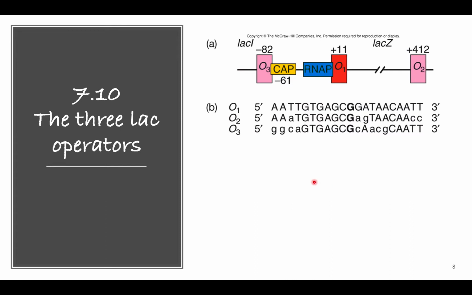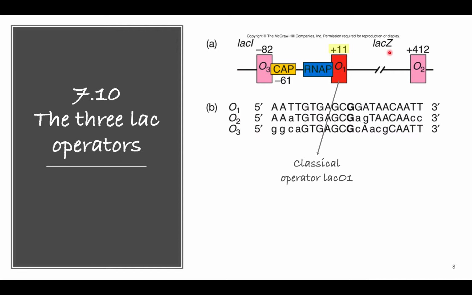So now, after we finish going through all of these concepts, we will move on to the key part of today. Actually, the Lac operon contains 3 binding sites for the LacI repressor. Figure 7.10 shows the map of the Lac control region and the sequence of the 3 operators. The numbers given here are relative to the transcriptional start site. The classical operator lacO1 is centered at position +11.